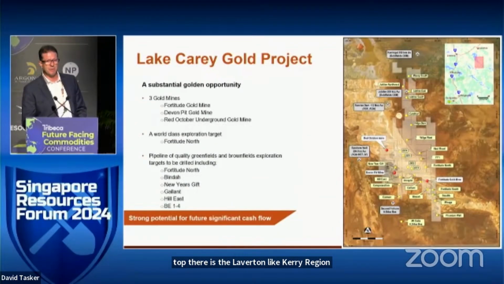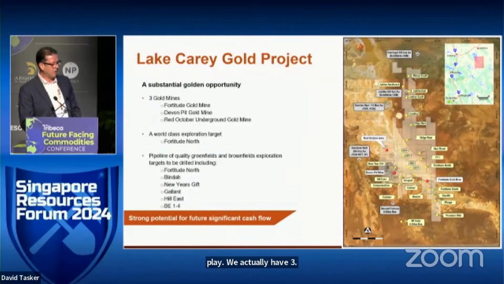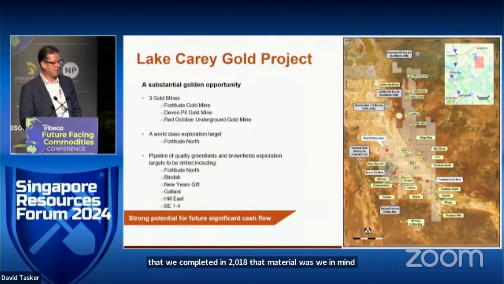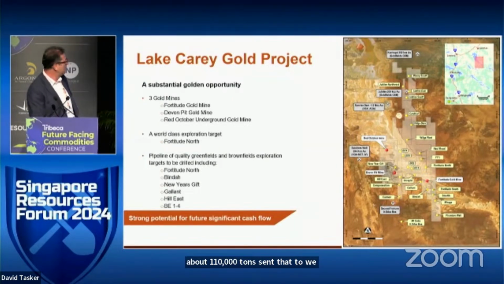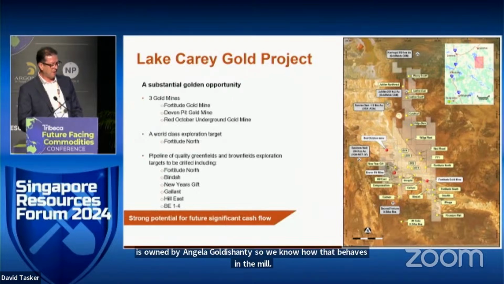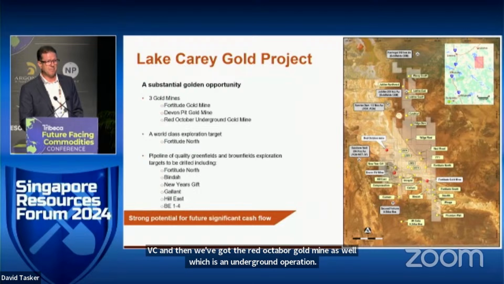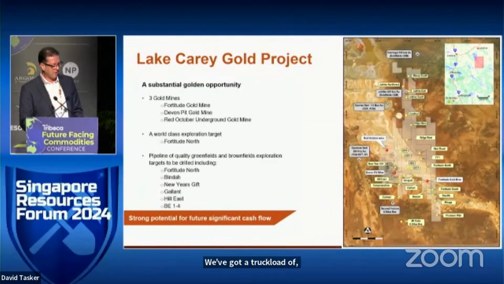Our Lake Kerry Gold Project, we're not just an exploration play, we actually have 3 mines. The Fortitude Gold Mine, which was a trial mine that we completed in 2018, we mined about 110,000 tonnes. We sent that to Sunrise Dam, which is owned by AngloGold Ashanti, so we know how that behaves in the mill. We've got the Devon Gold Pit, which I'll talk to about shortly. We're planning on putting that into production later this year. And then we've got the Red October Gold Mine as well, which is an underground operation. We've got a truckload of prospects and exploration targets as well.